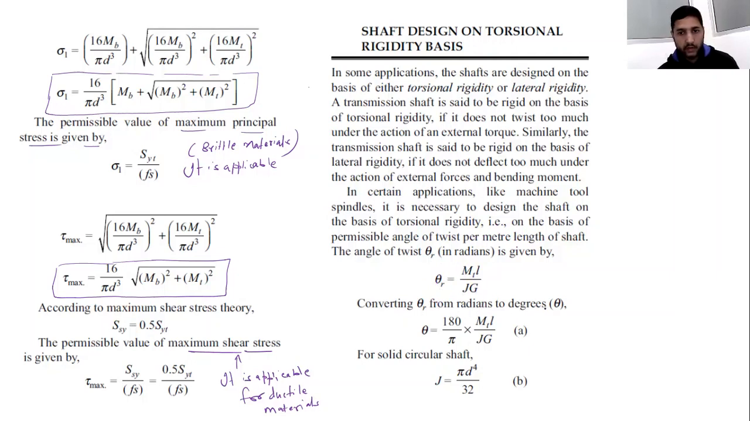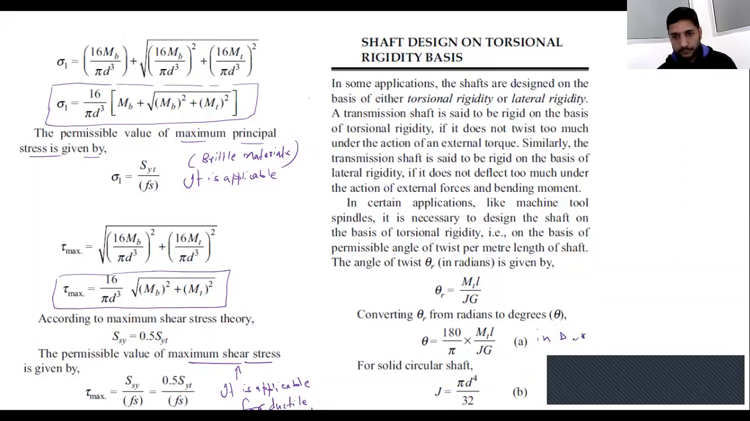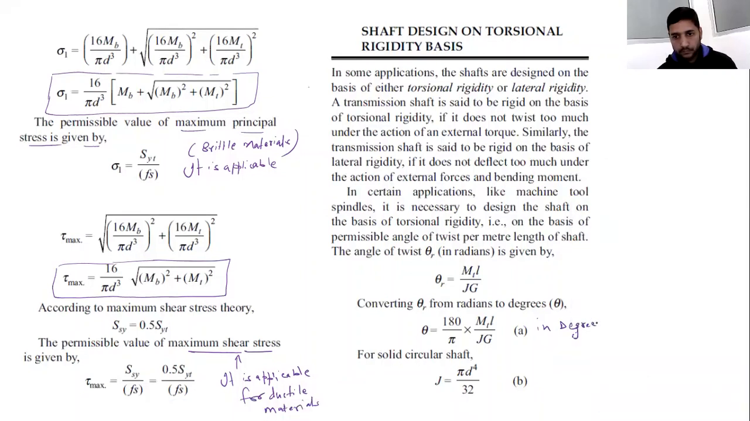Now, if we convert the radian into degree by multiplying by 180 by pi, we can get this formula, and now this will be in degree. For a solid circular shaft, J is pi by 32 d4. If we have a hollow shaft, there are two diameters, so it will be outer diameter to the power 4 minus inner diameter to the power 4.